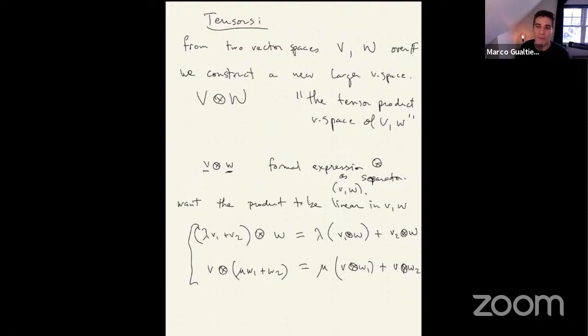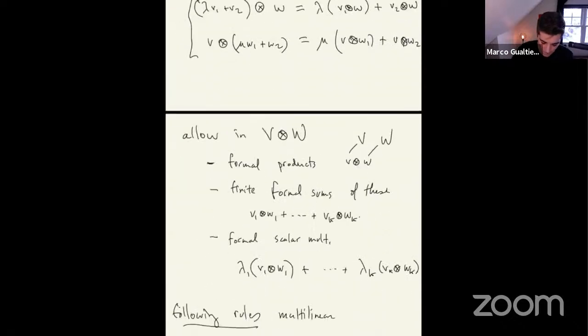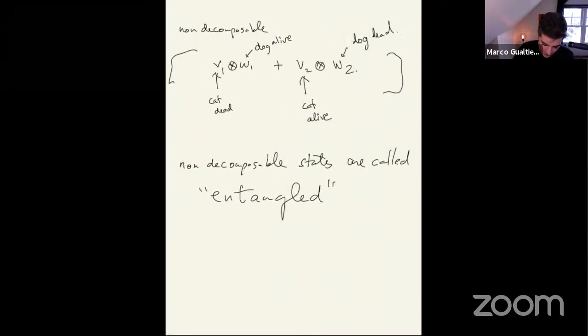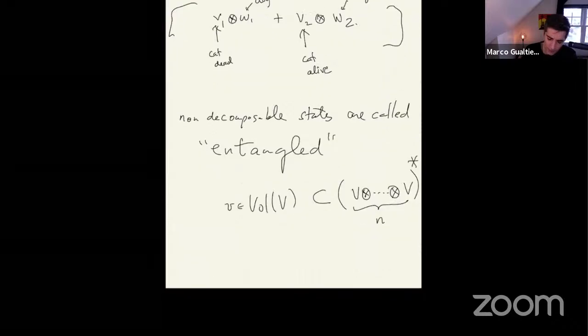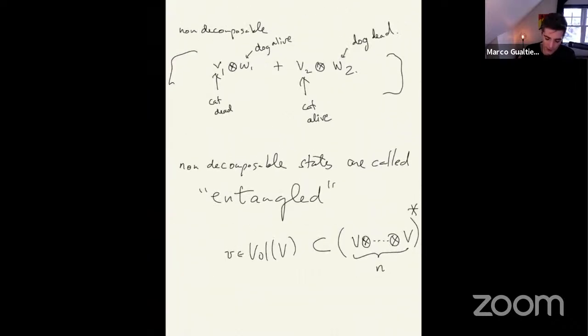And the volume is a multilinear function, which takes a certain number of inputs in V. So if I look at a volume, this volume is inside the following. If I take the tensor product of V with itself n times, and if I take the dual of this, what does this mean? The dual space of V tensor V tensor V tensor V.